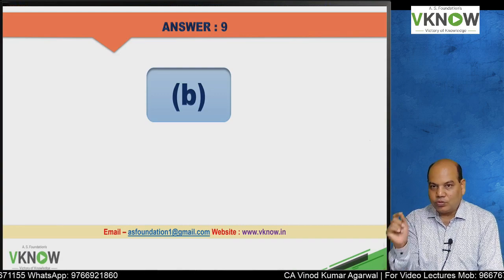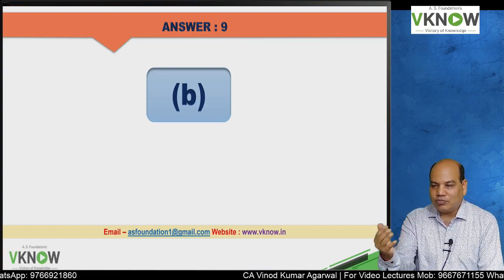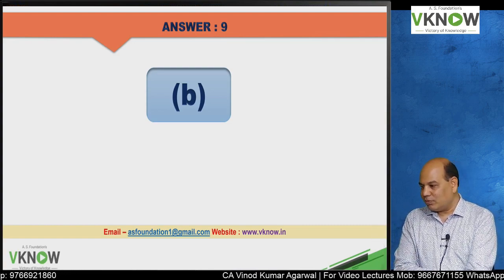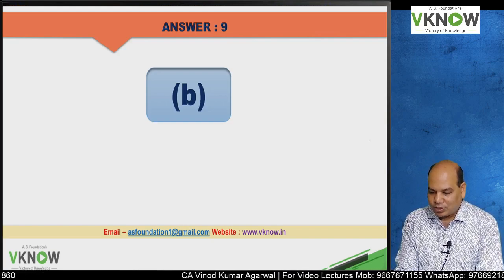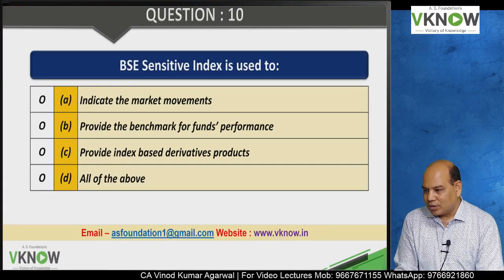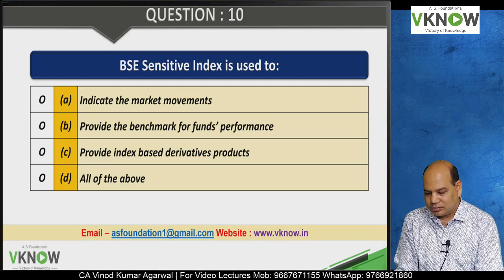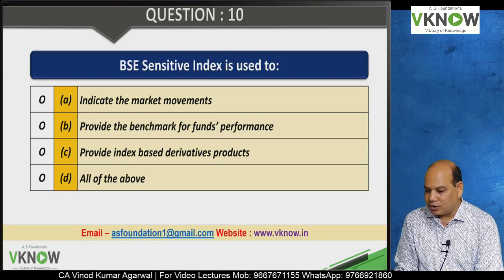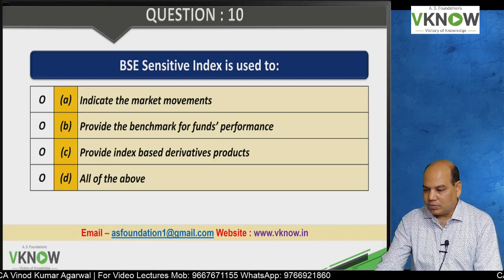So when you write the answer, please write the question number also, like 10, 12, because sometimes I receive your response maybe 1 or 2 minutes late, and then I am not able to understand whether you are answering for 9th or 8th. Question number 10. BSE sensitive index is used to indicate the market movement, provide the benchmark for funds performance, provide index based derivative product, all of the above.